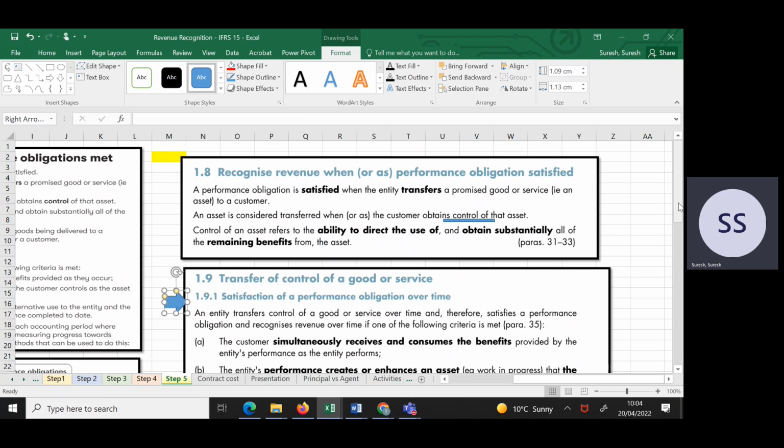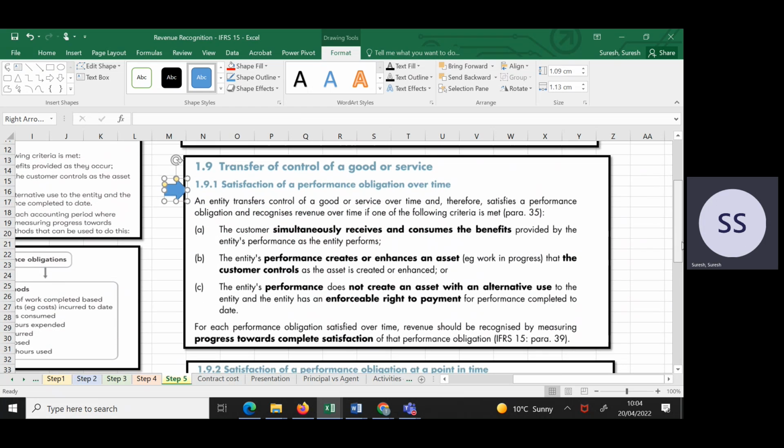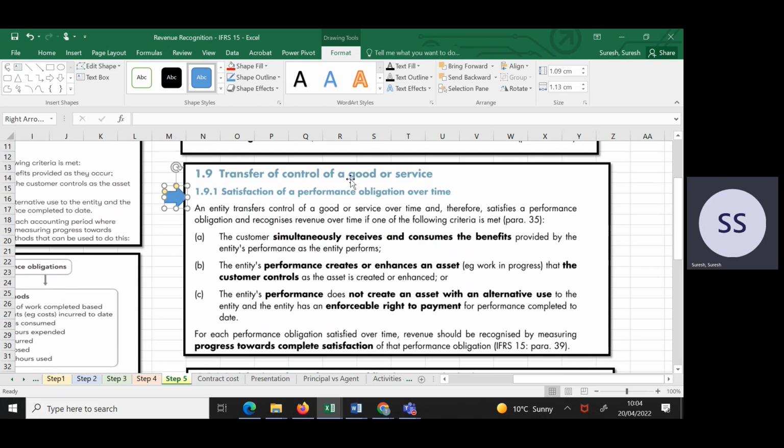Now let's move on. As I pointed out, transfer of control of a good or service. Transfer of control means you're transferring the control. So that's the performance obligations. It can be achieved in two different ways.